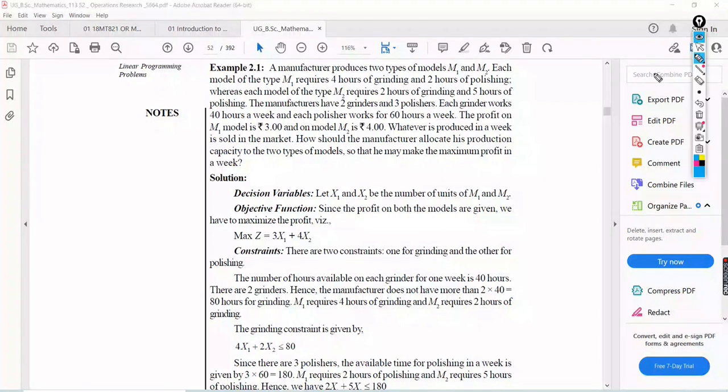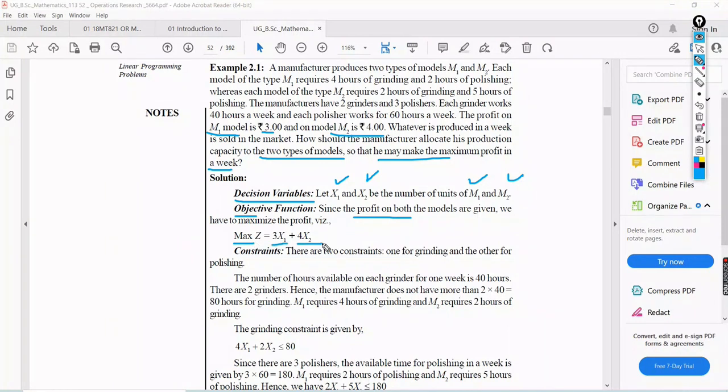This is related to what? A maximization objective. What is the decision variable? X1 and X2 are the number of units of each model. The objective function is to get the profit from model 1, 3 rupees, and model 2, 4 rupees. Max of Z equals 3x1 plus 4x2.